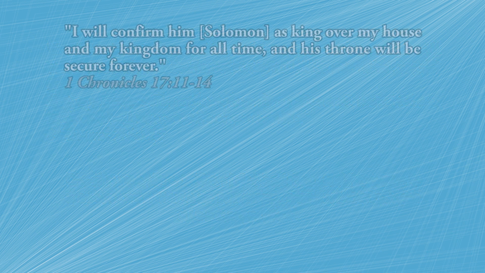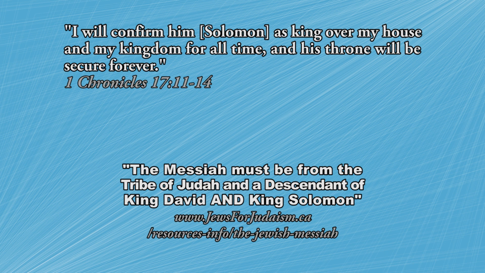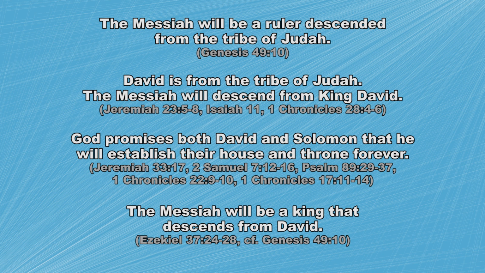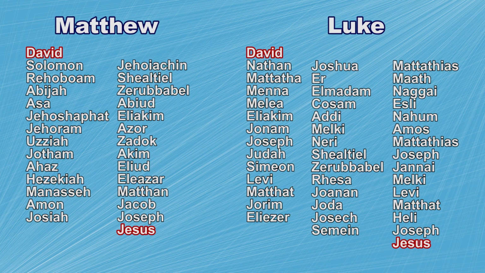Yet another verse states, "I will confirm him, Solomon, as king over my house and my kingdom for all time, and his throne will be secure forever." According to these verses, God not only promises David that his descendants will sit on the throne forever, but God makes the same promise to Solomon. Any future king, including the Messiah, will need to be a direct male descendant of not only David, but Solomon as well. This means that the Messiah cannot be a descendant of Nathan.